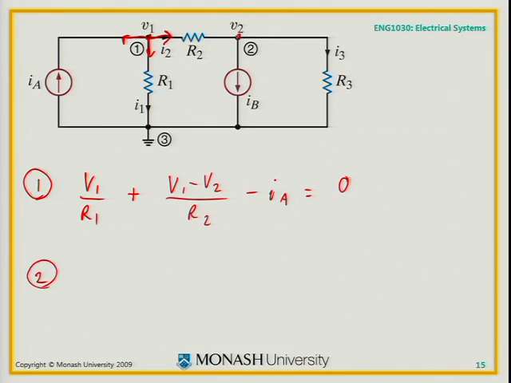You could go to node 2 and write that current, V2 minus V1 on R2, plus that current, V2 on R3, plus that current, IB equals 0. Two equations in two unknowns, solve it, and you're done.